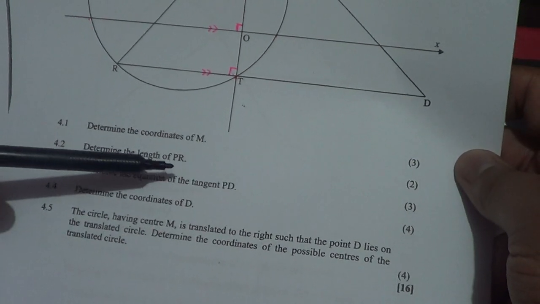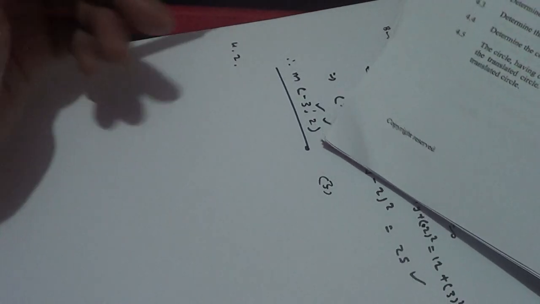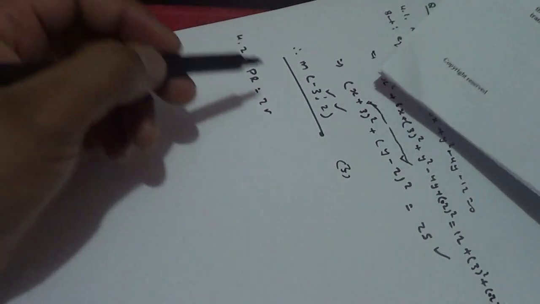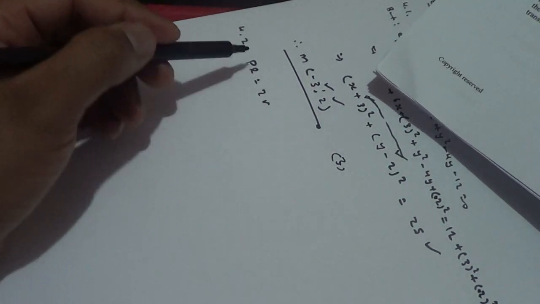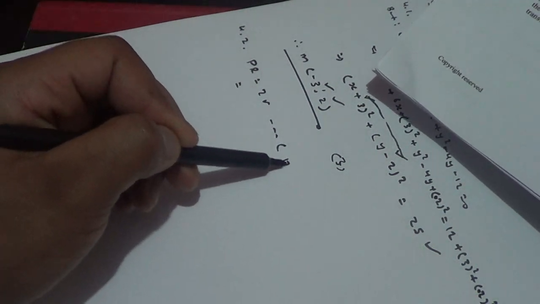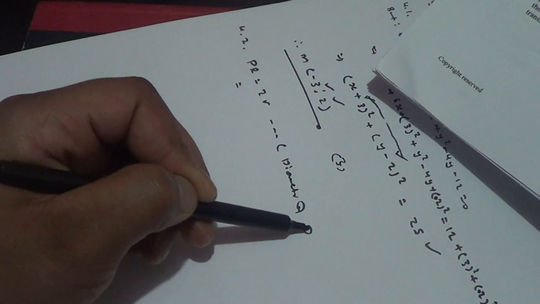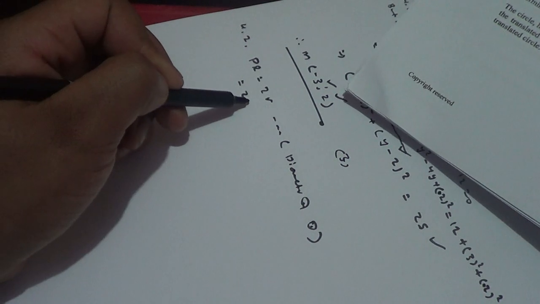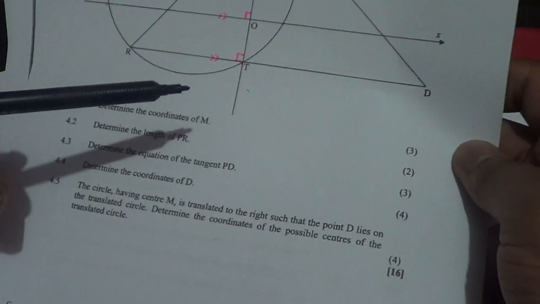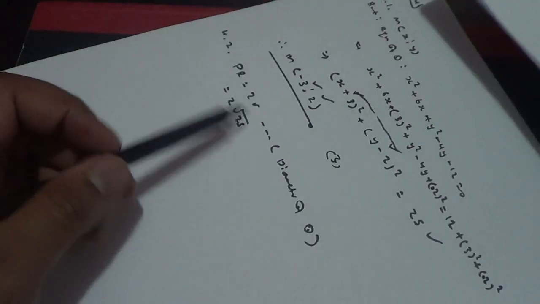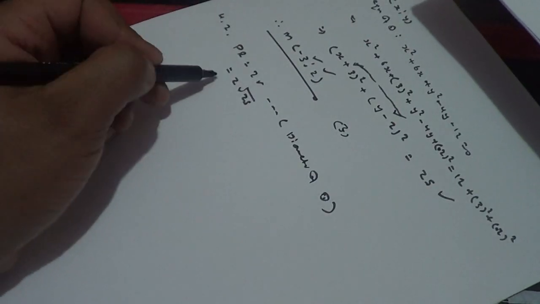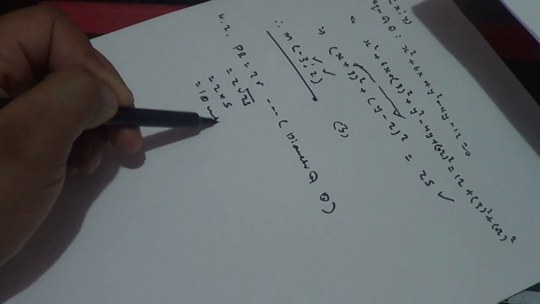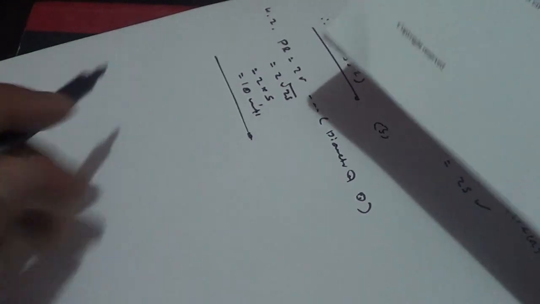And then it says determine the length of PR. PR is the diameter, so we can just say PR is equal to 2r. You can just say diameter of the circle, that's what they gave us. Then this is going to be 2 times the square root of 25, because r is the square root of 25 that we got over here, which is going to be 2 times 5, which is 10 units.